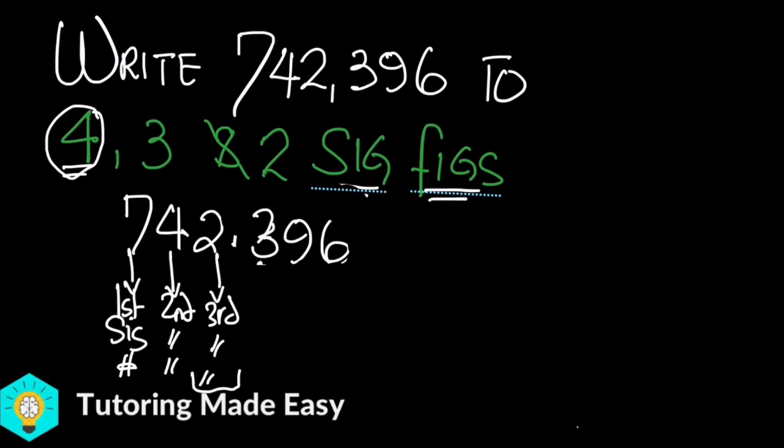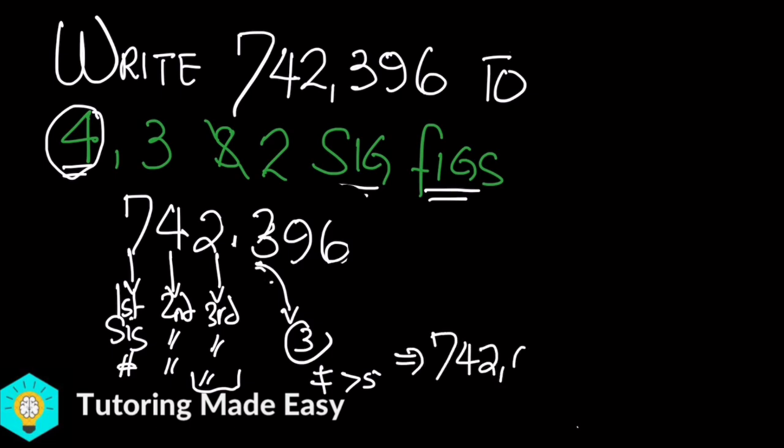The next thing we're going to do is look out for the number right after the third significant number, and that number is 3. This number 3 is not greater than 5, and because of that, we're not going to do anything. We're going to leave it as it is. So it's going to be 742,000, because we're not adding anything to this number here. The number right after the third significant number is 3, and it's not above 5, and if it's not above 5, we're not going to do anything.